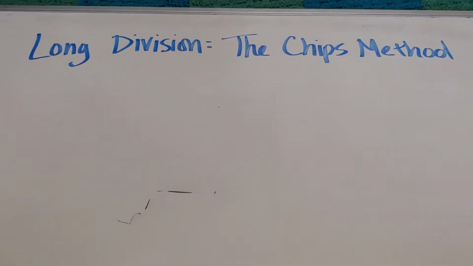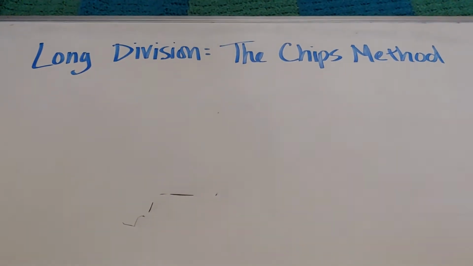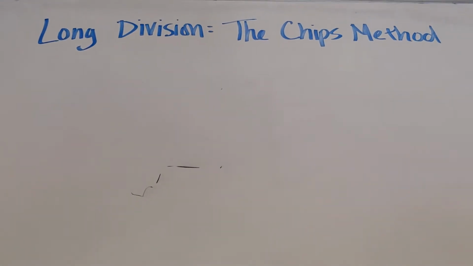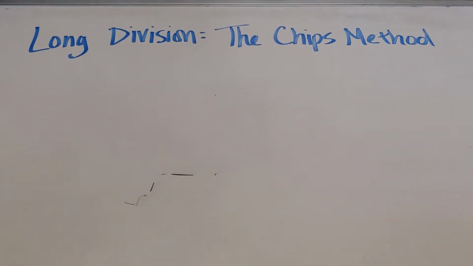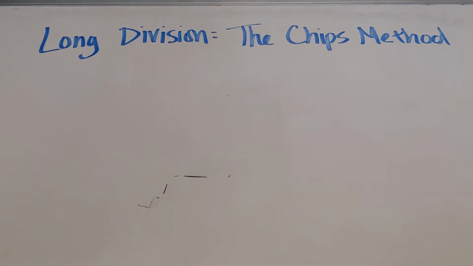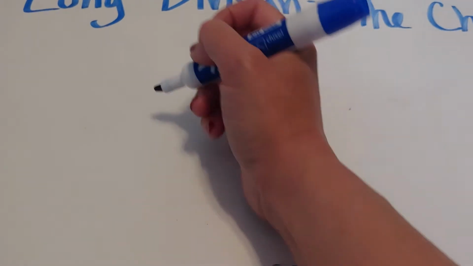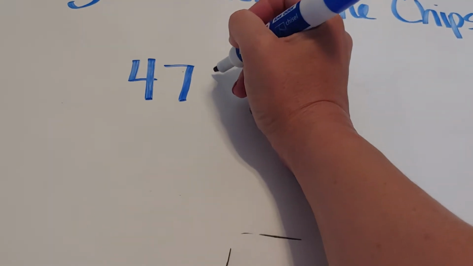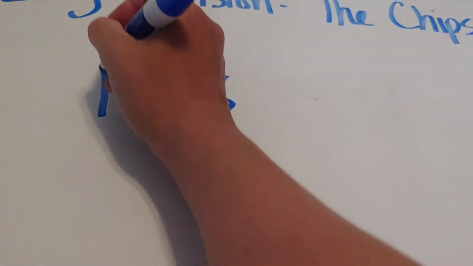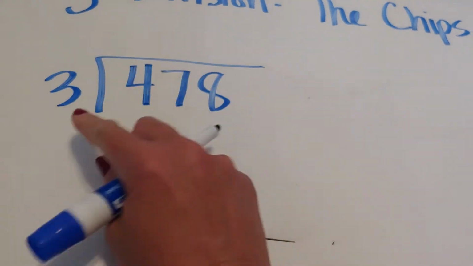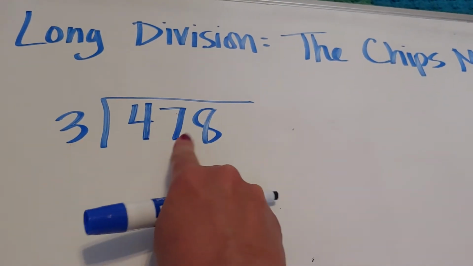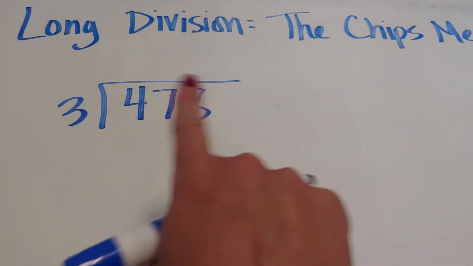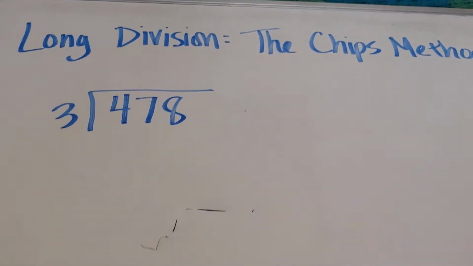All right, we're going to do a very strange introduction to long division, and that's called the CHIPS method. Okay, so let's just go ahead and make up a simple long division problem. I'm going to make it a little on the large side just so that you guys can see what happens. So let's say that I had 3 going into 478, okay? All right, now, here we know how to do long division, but let's talk about the CHIPS method.